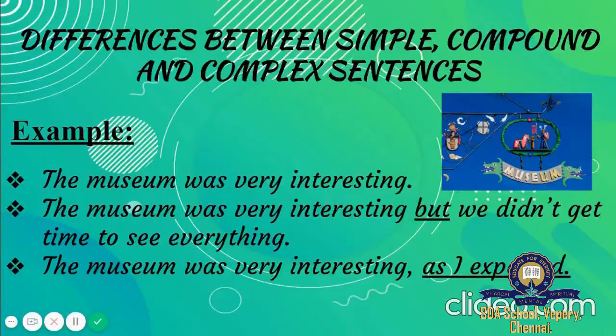Then, the museum was very interesting as I expected. This is a complex sentence because it has a main clause. The museum was very interesting is the main clause here, and the subordinate clause is as I expected. It is a subordinate clause because it doesn't convey a complete meaning. So that is a subordinate clause or a dependent clause.